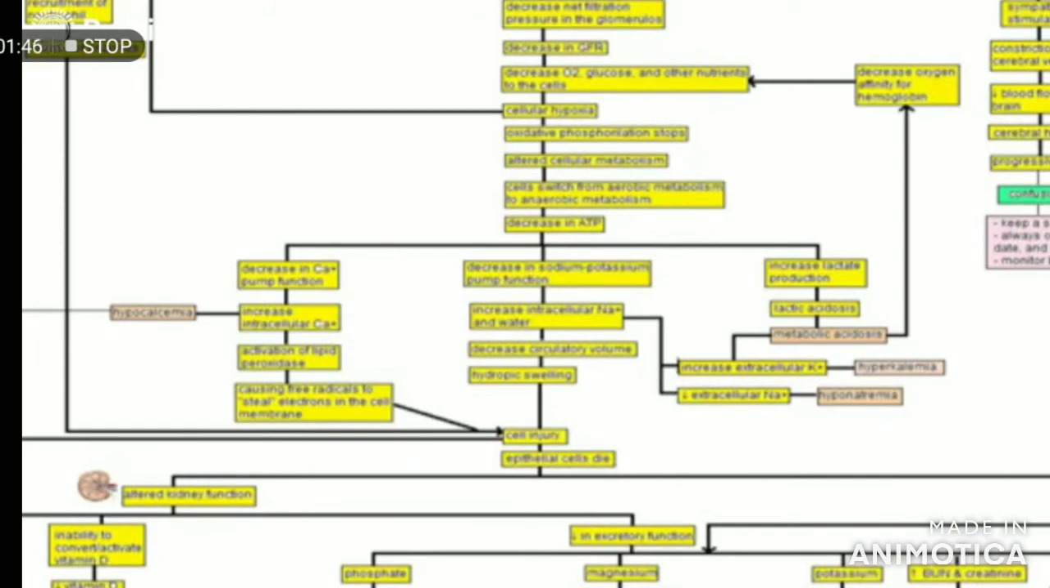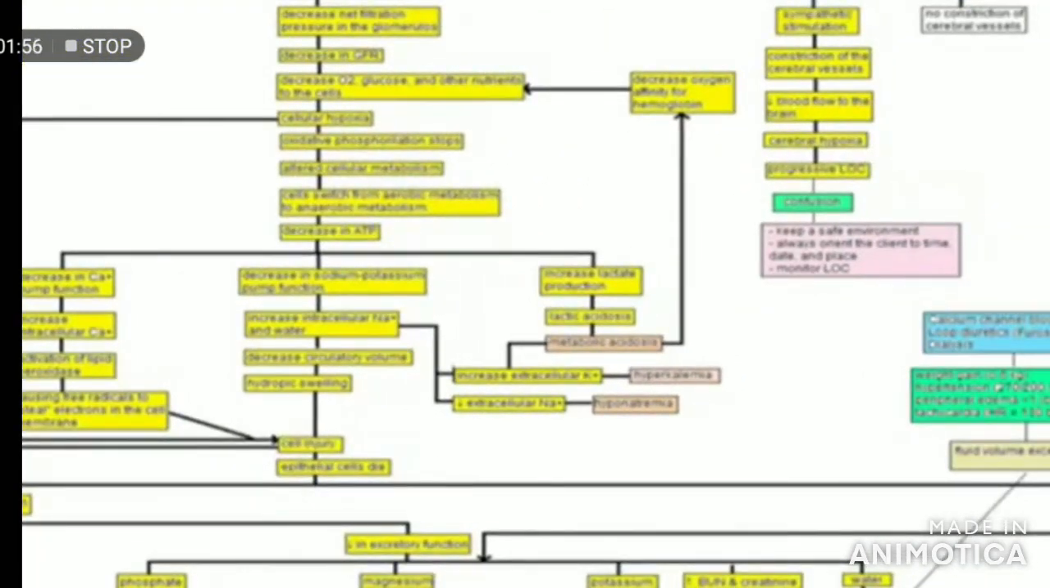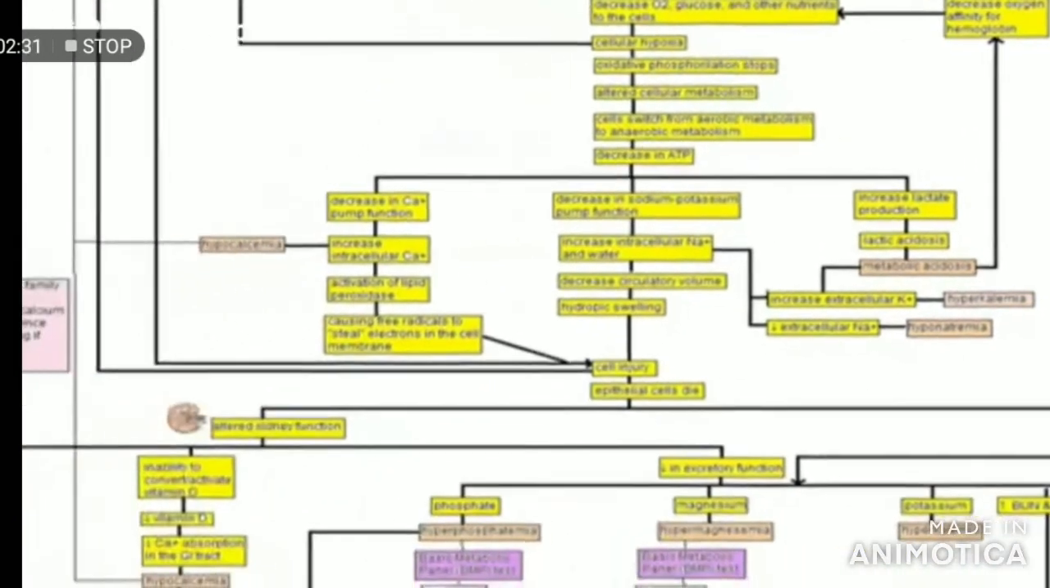Another effect of decreased ATP is an increase in lactate production, which will lead to lactic acidosis, and lactic acidosis will lead to metabolic acidosis. Metabolic acidosis also decreases oxygen affinity for hemoglobin, creating a decrease of O2 and glucose. Decrease of O2, glucose, and other nutrients to the cells, and then the cycle is repeated. Another effect of metabolic acidosis is that it increases extracellular potassium, which also would lead to hyperkalemia.